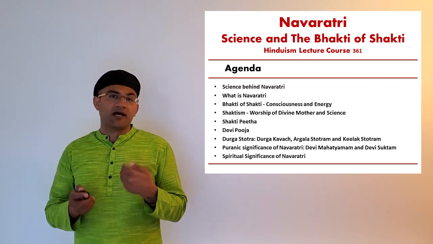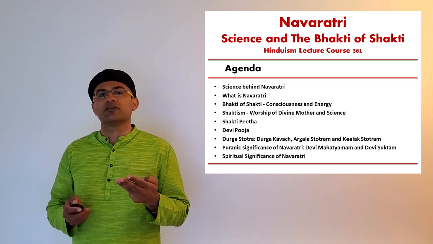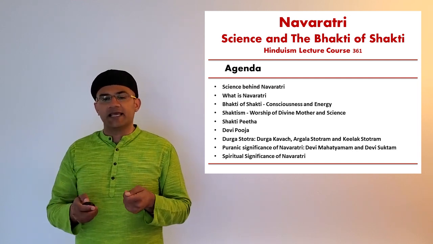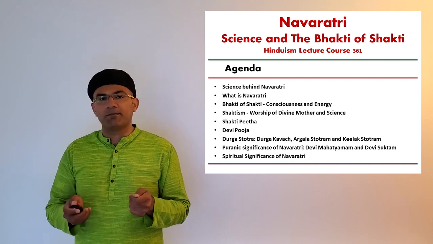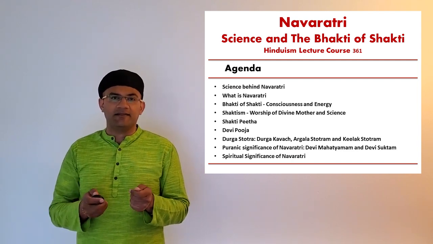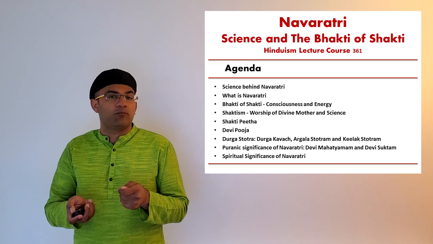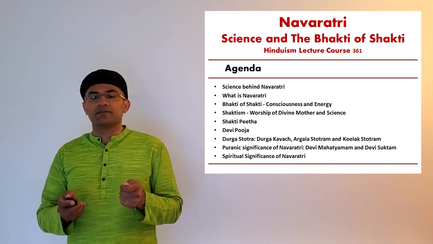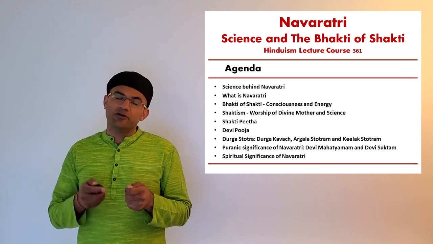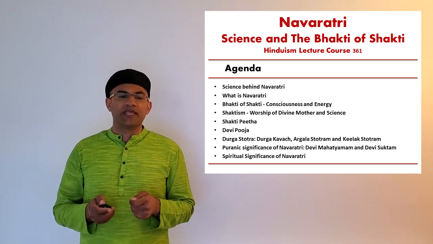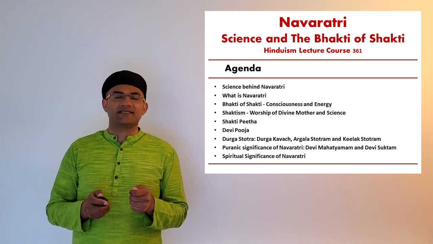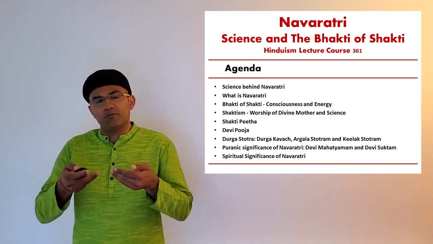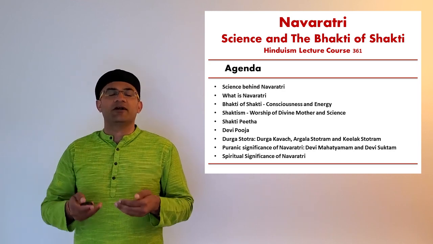And then there are 3 key strotras or stutis for Durga when you pray to the goddess. And these have become very popular over time. And they have a huge Puranic significance as well. So Durga Kavach, Argala Stotram and Kilak Stotram. So we're going to look at those 3 stotram, and then we're going to look at the Puranic significance of Durga prayer or worship of the Mother Goddess Durga.